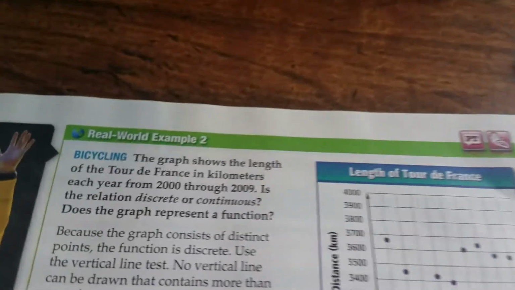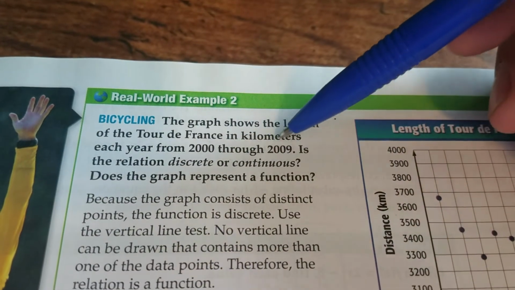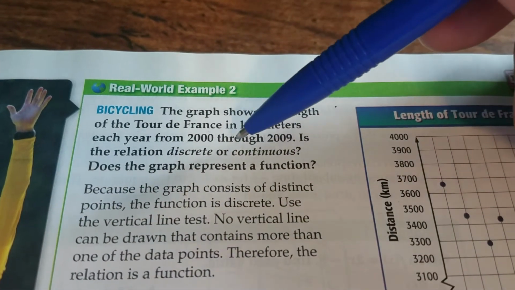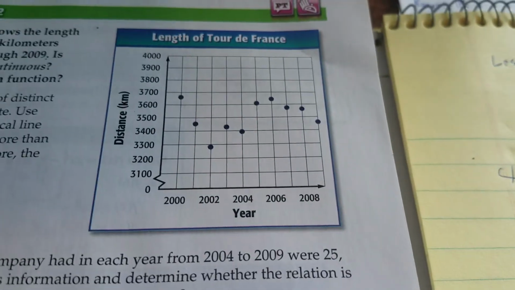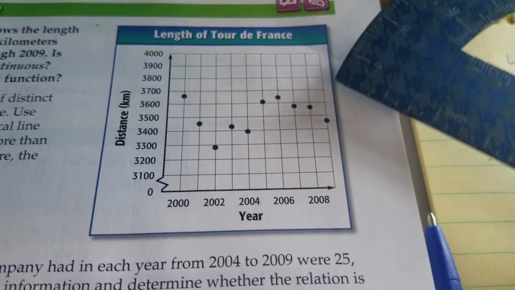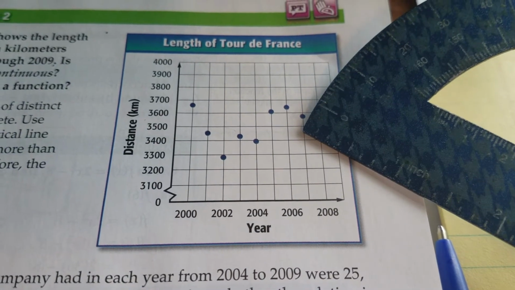Okay, so if you look at real world example 2 now, the graph shows the length of the Tour de France in kilometers each year from 2000 through 2009. Is the relation discrete or continuous? Does the graph represent a function? So first of all, is it discrete or continuous? It's just dots on the coordinate plane. There's not a solid line, so it's going to be discrete.